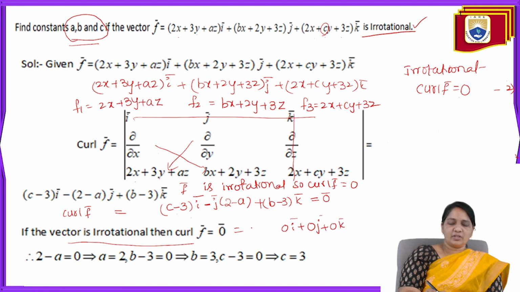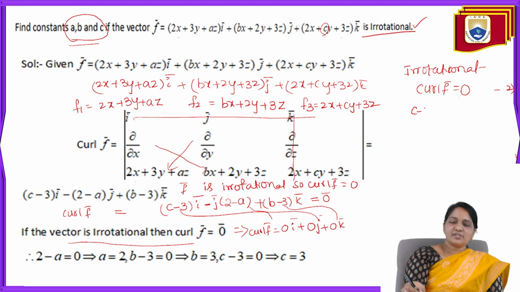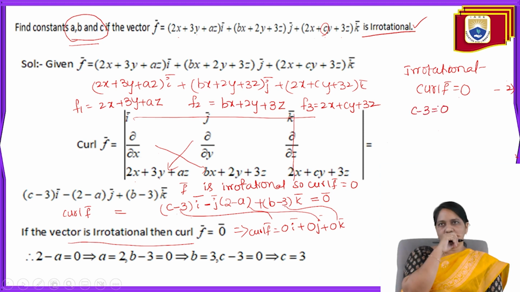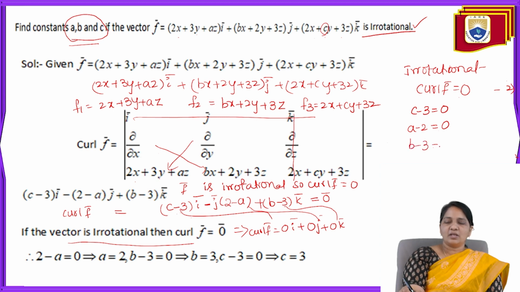Now we are equating the components. First value: c minus 3 equal to 0. Next, minus of (2 minus a), that is a minus 2, equal to 0. Next, b minus 3 equal to 0. So the first one is c minus 3 equal to 0, the second one is a minus 2 equal to 0, and the third one is b minus 3 equal to 0.